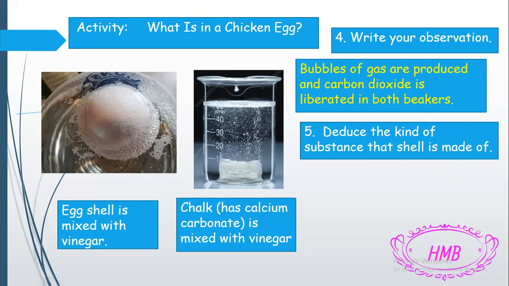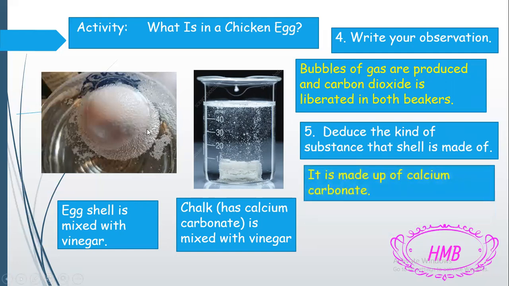Okay? Next: deduce the kind of substance that the shell is made of. Deduce means, what do you conclude? When I put both objects, the eggshell and the chalk, they give me the same observation. I have bubbles of carbon dioxide. So I can deduce that the eggshell and the chalk have the same component, which is calcium carbonate. Okay, how do I deduce this? Because already in that shot they gave me the information that chalk has calcium carbonate, and since both give me the same product, which is carbon dioxide, both have the same ingredient.